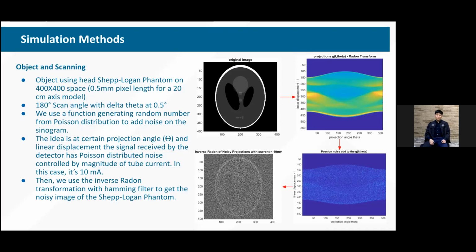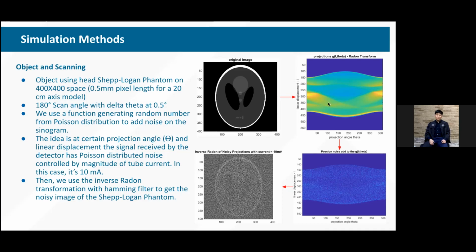So, at first, we created a Shepp-Logan phantom on a 400 × 400 space, which means it's 0.5 millimeter for each pixel length, and it is the top left image. And then we run the Radon transformation to get the g(l, theta). The theta is ranging from 0 to 180 degrees with a delta theta equal to 0.5 degree. So we get this noise-free g(l, theta).